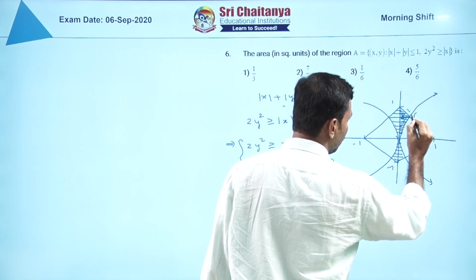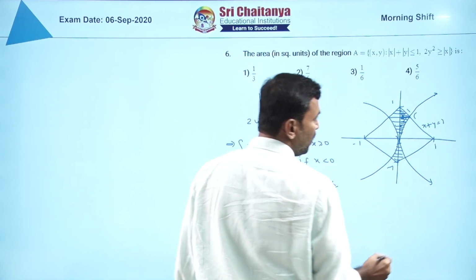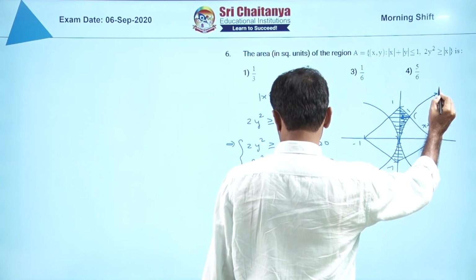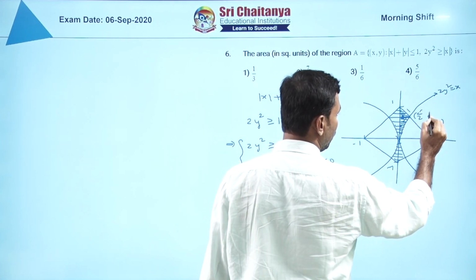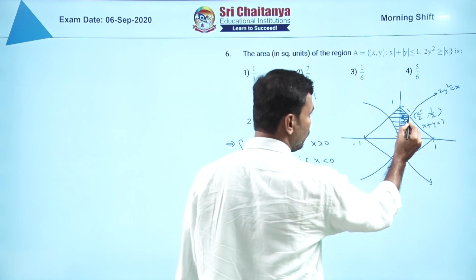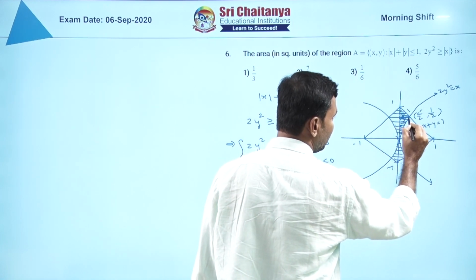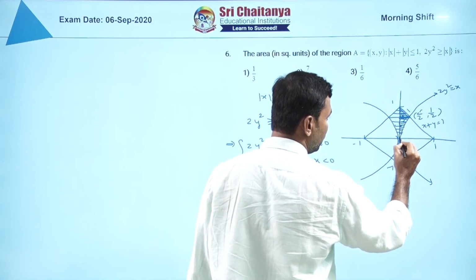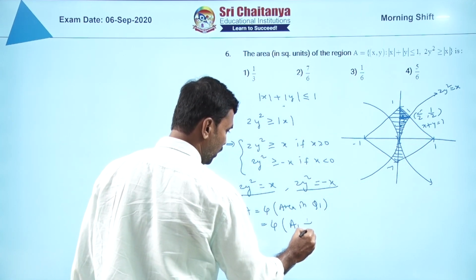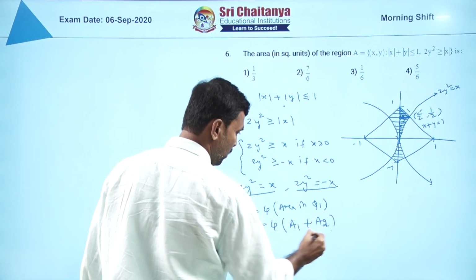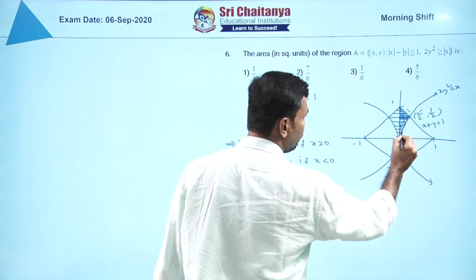What is this point of intersection? This is line x plus y is equal to 1 and this curve is 2y square is equal to x. If I solve these two, I will get 1 by 2 comma 1 by 2. This point is 1 by 2 comma 1 by 2. So, this area plus this area. This is a right angle triangle. So, I am writing 4 times of A1 plus A2, 4 times of A1 is this part.